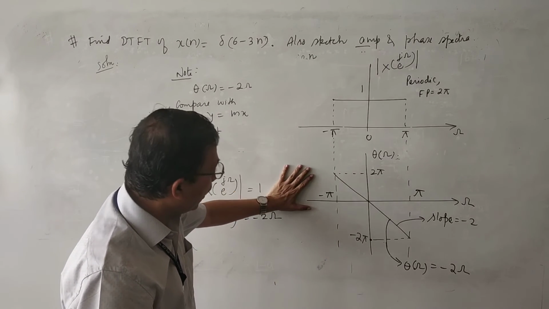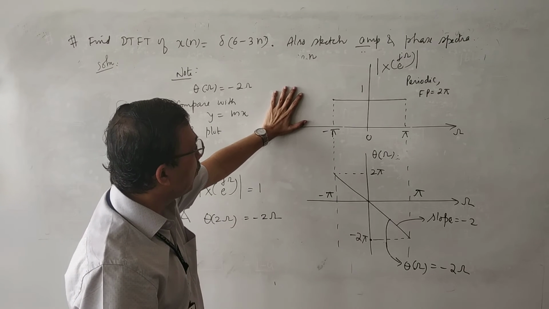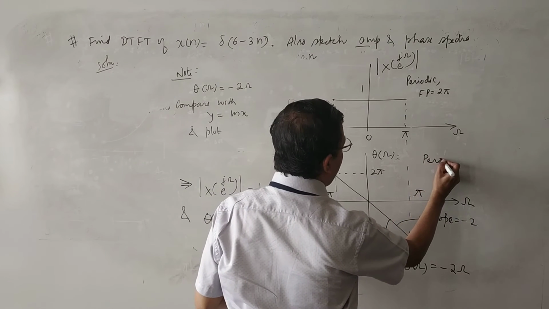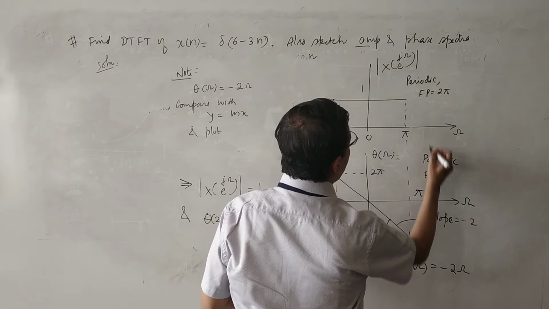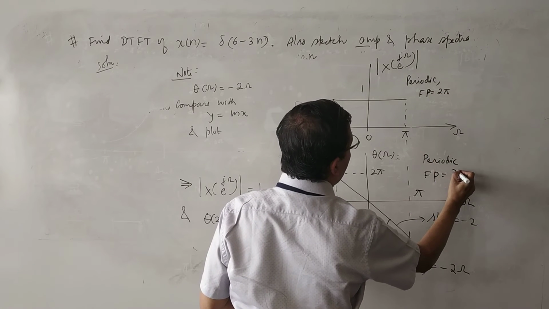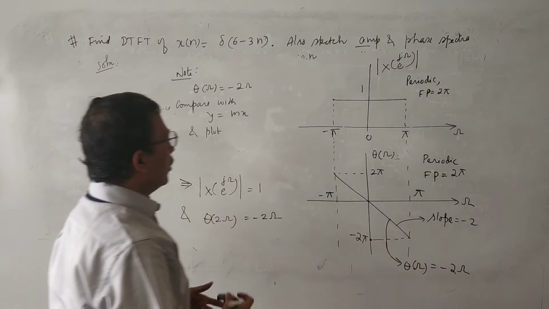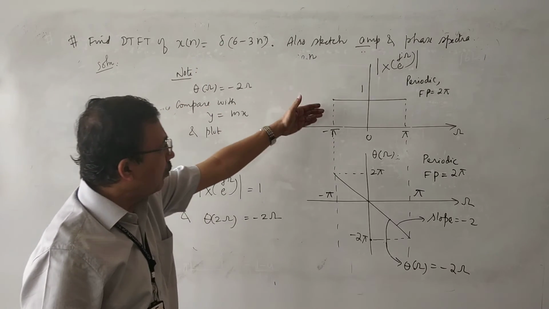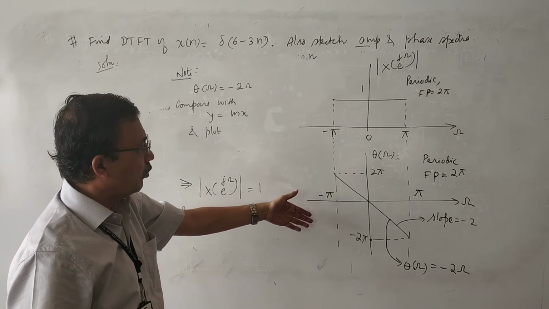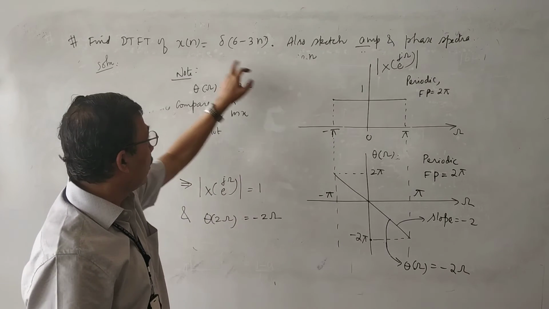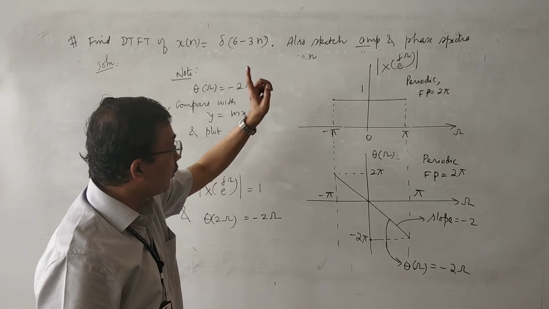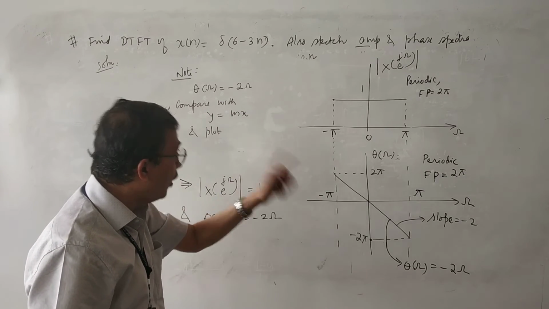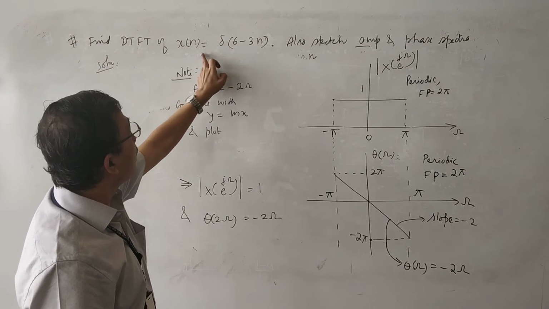This exhibits odd symmetry. This is magnitude spectrum or amplitude spectrum. This exhibits even symmetry. Even this figure is periodic. As I said earlier, fundamental period is equal to 2 pi. So this is how we find DTFT of this impulse function, plot its amplitude spectrum and then plot its phase spectrum. Amplitude spectrum, since I again repeat, exhibits even symmetry, phase spectrum exhibits odd symmetry. This is true only when x of n is a real valued function.